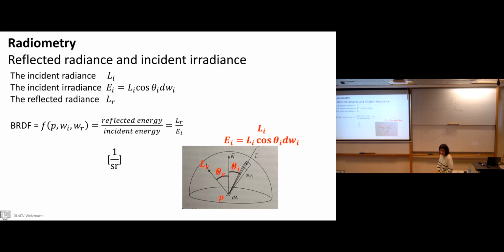When you divide that out by EI, this is the definition of the BRDF. What do I mean by that? I want to know that if the incoming light is EI, how much is going to be out by LR? This is the ratio between the out light and the in light. If everything is absorbed, I'm going to get a 0. If it's like a mirror, I'm going to get 1.